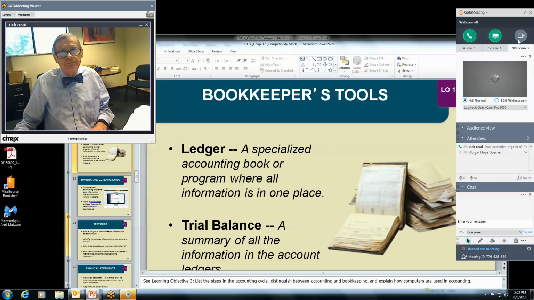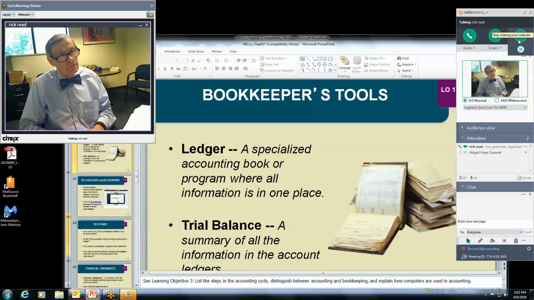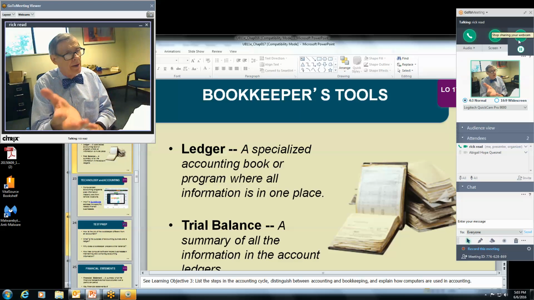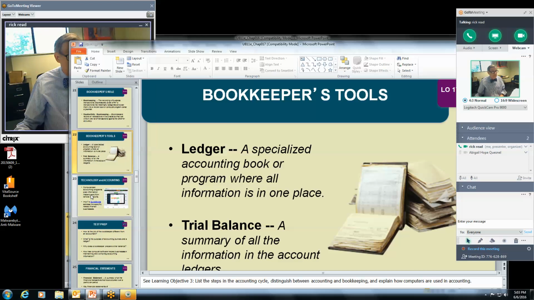The ledger, for the most part probably done on a computer today, is an accounting book, but there are different types of accounting things where all the information is located. And again, mostly done by computer. Trial balance is exactly what it says. We're summarizing all this, and we're taking a trial balance, and we're going to do a little bit more to make sure that that is correct.